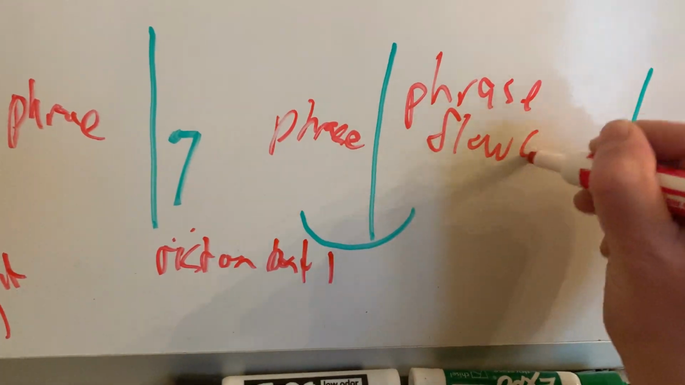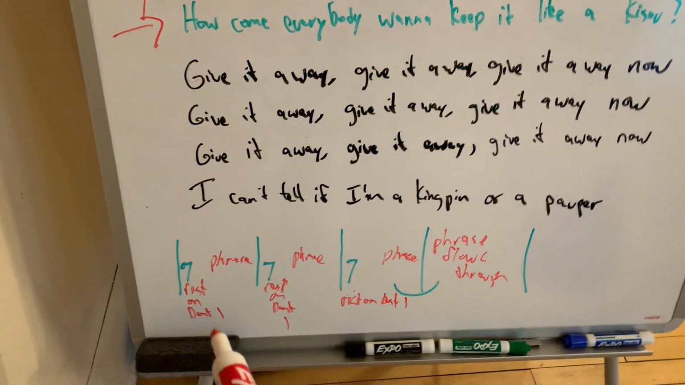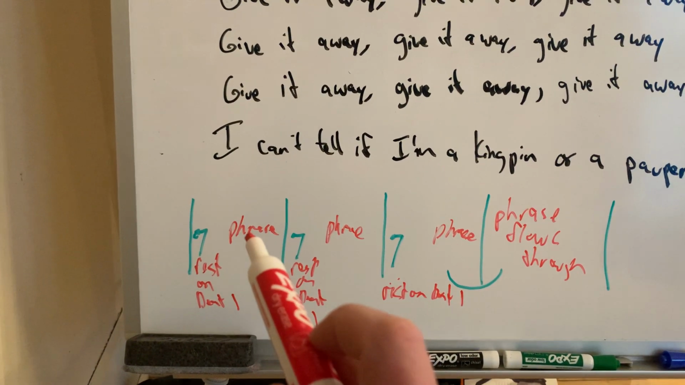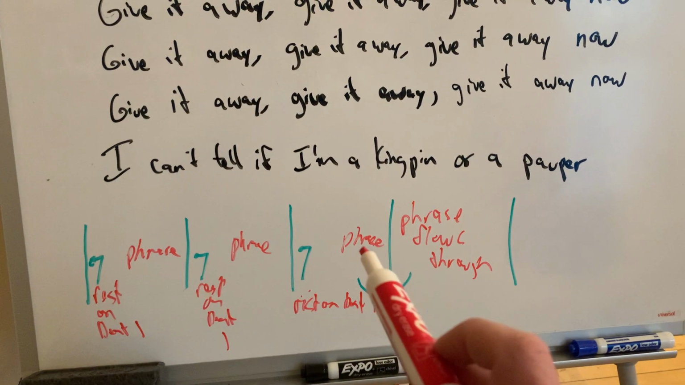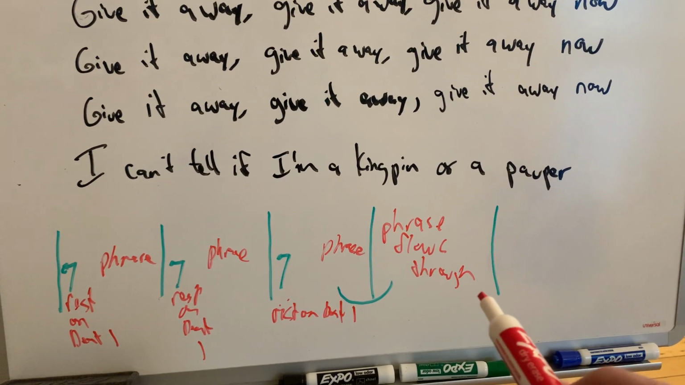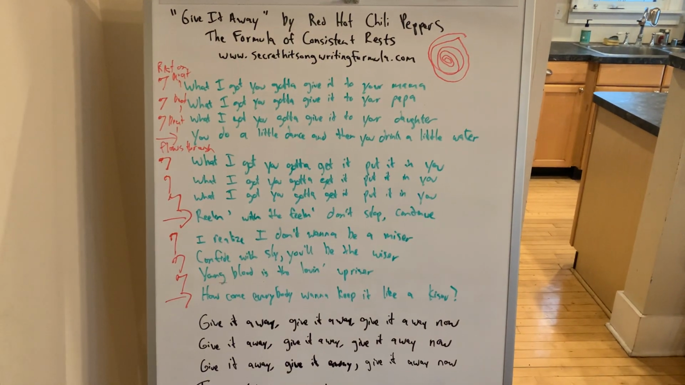So if we're looking at this as a 4-measure formula of rests, this is what the 4-measure long formula of rests would look like. Rest on beat 1 in a phrase for the 1st measure, rest on beat 1, phrase 2nd measure, rest on beat 1, phrase 3rd measure, and then phrase flows through without that rest on the 4th measure, okay? So that's the 4-measure formula that he has set up in the verses.